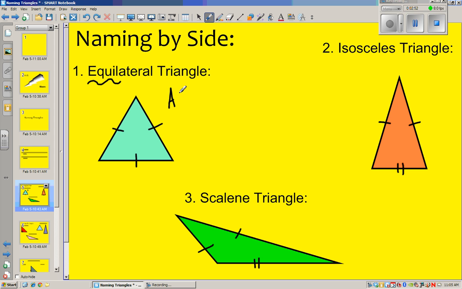Just to recap, equilateral triangles, all sides the same. Isosceles triangle, two of the sides are the same. Two and only two. And a scalene triangle, no sides are the same. All right, let's move on.